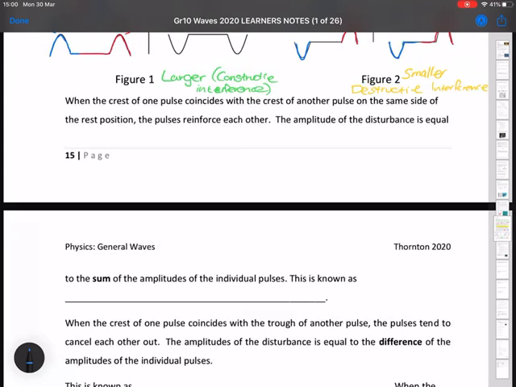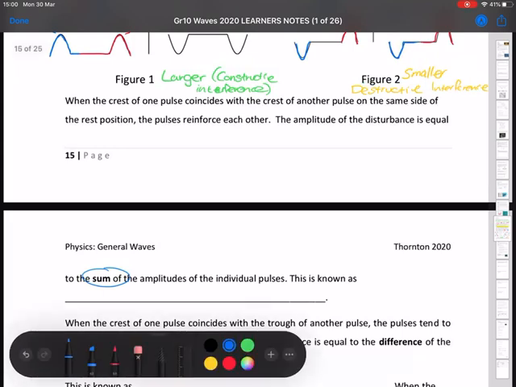When the crest of one pulse coincides with the crest of another pulse on the same side of that rest position, the pulses reinforce each other. The amplitude of the disturbance is equal to the sum, meaning you add them up, of the amplitudes of the individual waves. This is known as constructive interference.